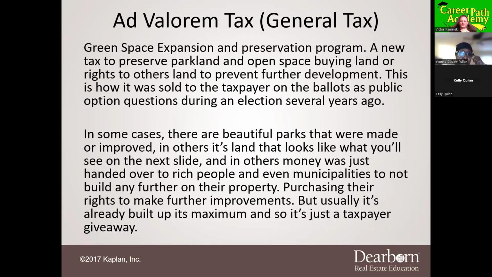And in others, money was just handed over to rich people who have all the buildings on their property built that they want to, and they don't plan on building anymore on their big estates. So the government just gave them a bunch of money to buy their rights away from them so that they can't build any further on. But if they do in the future want to build further on it, they've got to pay the money back plus a bit of a penalty.